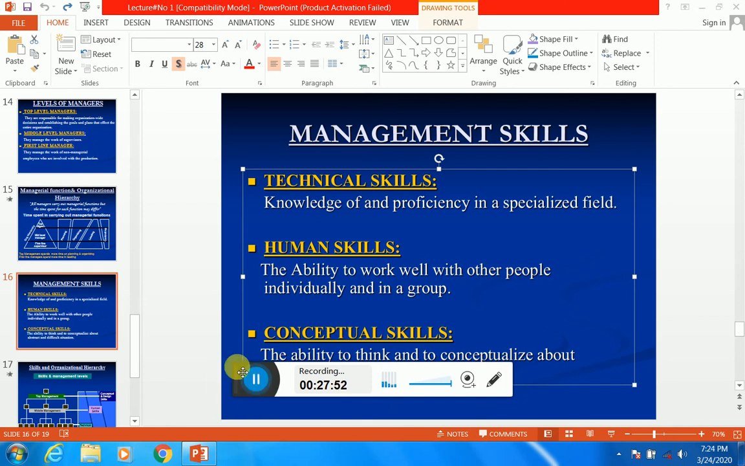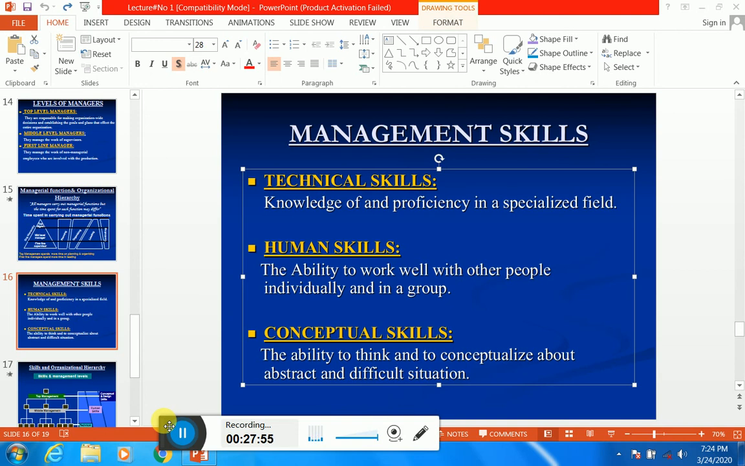The next and last is conceptual skills. Conceptual skill is the ability to think and conceptualize about abstract and difficult situations. Simply stated, it means the ability to use information to solve business problems, identify opportunities for innovation, recognize problem areas and implement solutions, select critical information from masses of data, understand business uses of technology, and understand organizational business models, etc. All these conceptual or diagnostic skills are known as your conceptual competencies.